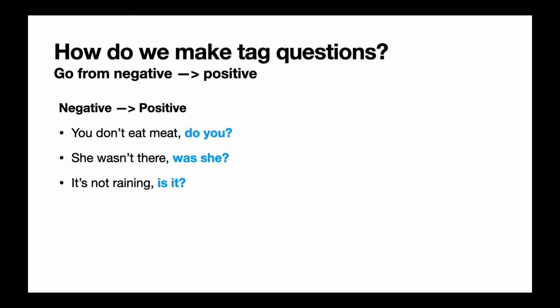How do we make tag questions? Let's start with how we go from negative to positive, which is easier. So you can start with a negative sentence, like you don't eat meat, and then you put a positive question at the end. Do you? You use the same helping verb and the same subject that are in the sentence.